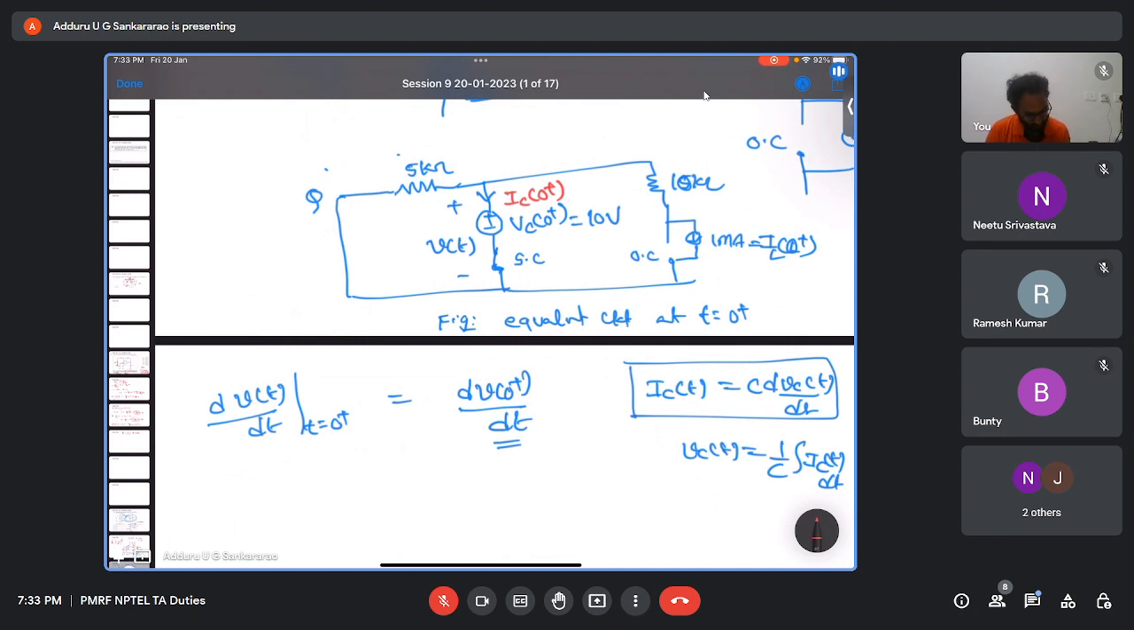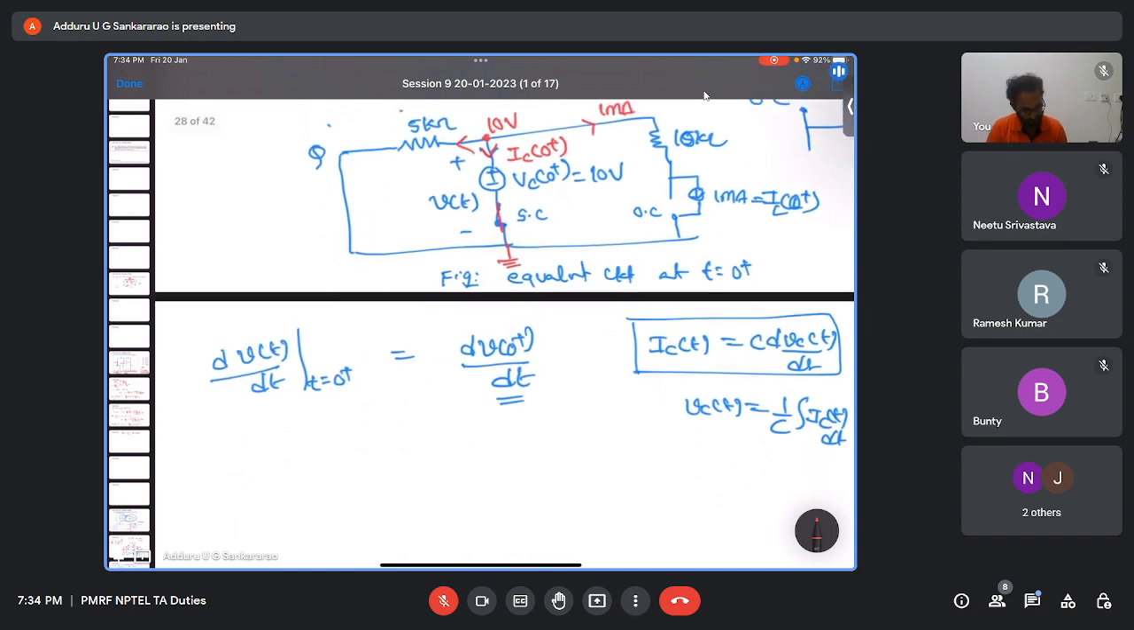Now what is the current here? So nodal analysis I will do. This is 10 volts, because let us say if this is ground, with respect to ground, since it is a short circuit, this is 10 volts. Let us say here is some leaving current. Here IC of 0 minus is the leaving current, and here this is the leaving current. Leaving current here is 1 milliampere.